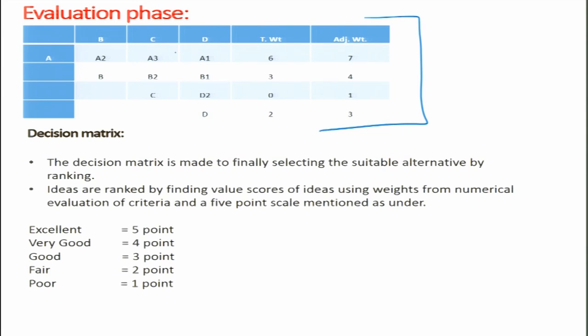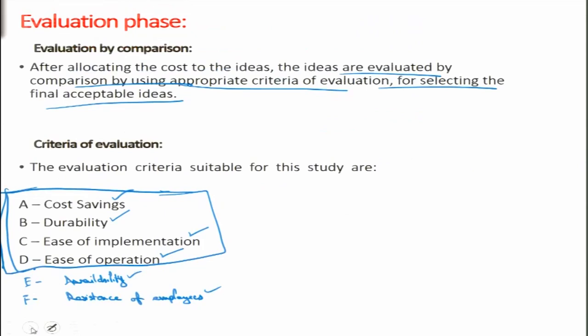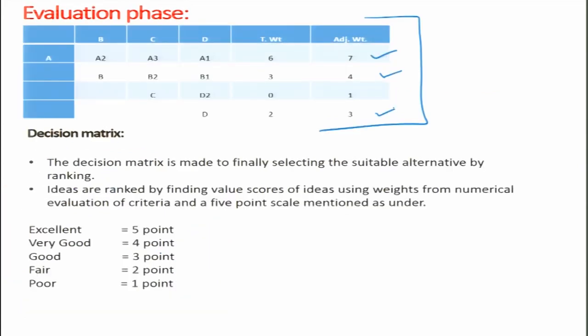So A, B, C, D. The highest rank is for A, cost saving. The second rank is for B, which is durability. This is the third rank. This is the fourth rank. This is rank 1, 2, 3, 4. This is how we rank the criteria.